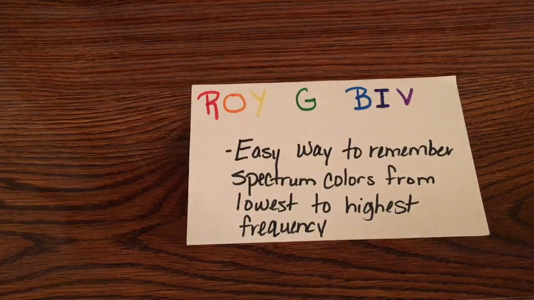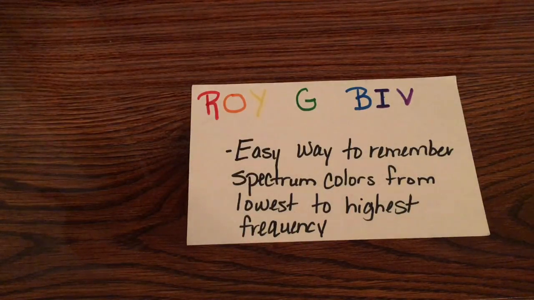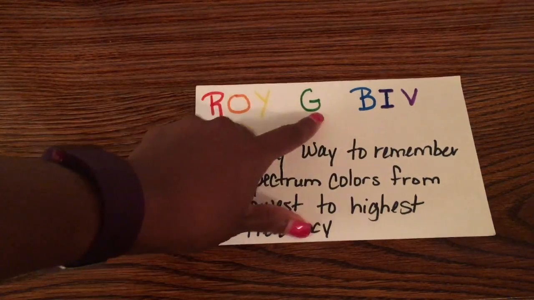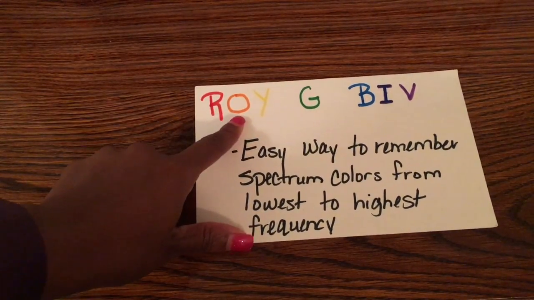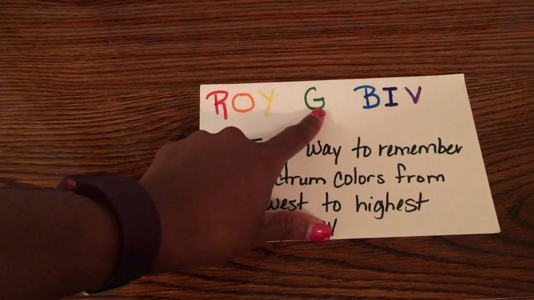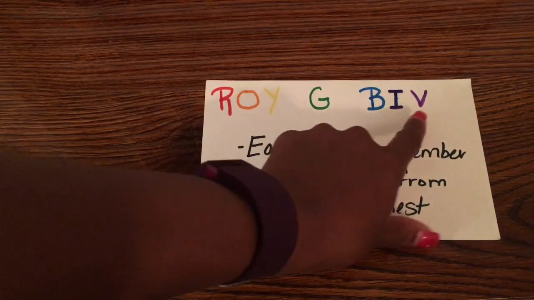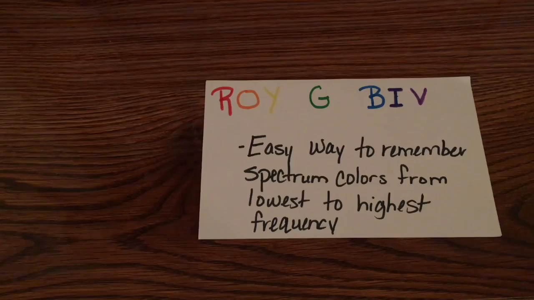An easy way to remember the colors of the spectrum from lowest to highest frequency, which is from a longer wavelength to a shorter wavelength. So frequency is the number of waves that pass a certain point at a time, and we'll go back to that in just a second. That's frequency. So Roy G. Biv. R in Roy stands for red, O for orange, Y for yellow, G for green, B for blue, I for a color we call indigo, and V for violet. So this is a really easy way for you guys to remember.